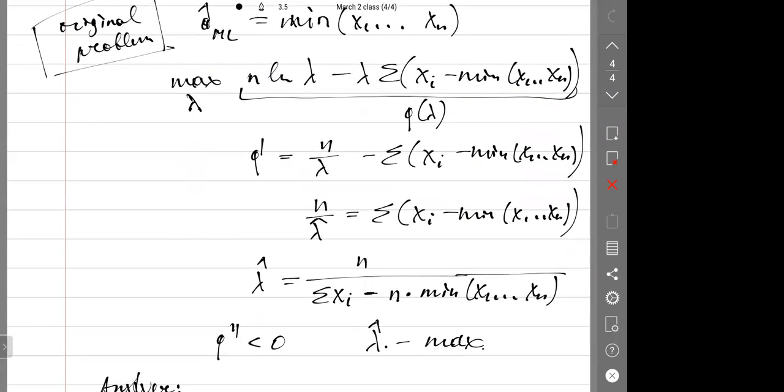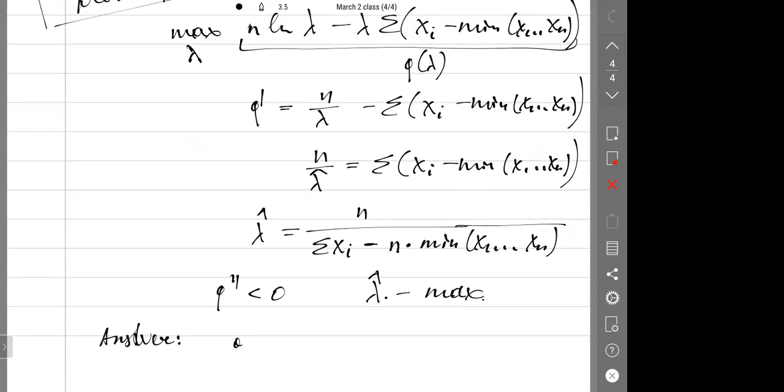Okay, so our final answer is A equal to the minimum of the vector x, and lambda hat is equal to n divided by the sum of x minus n times the minimum of x. I think it's a good example of an optimization problem. Okay, any questions? No questions.